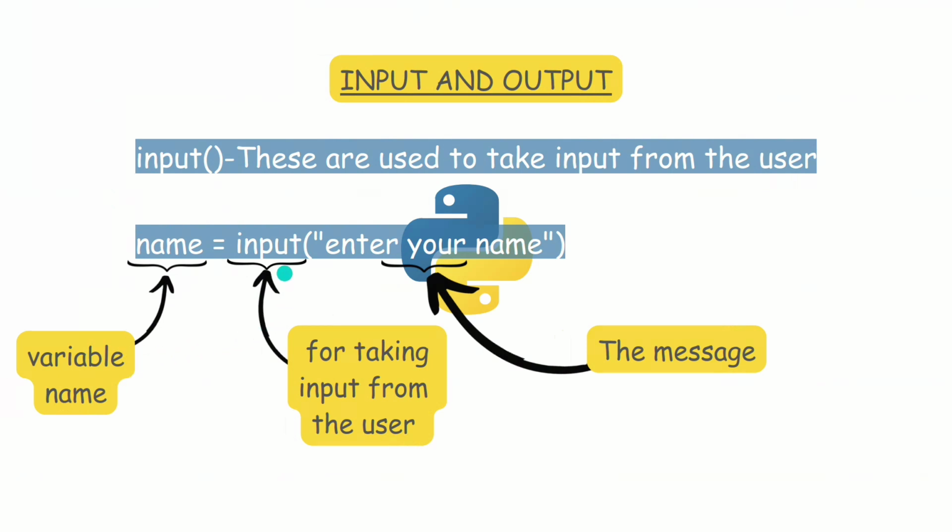Okay, this input is basically what will ask for input from the user. The third thing, enter your name inside these quotes, is a message. It will write a message on the screen first to enter your name, then it will ask you for input because of this input thing, and the input you give will be stored in this name variable. Whenever you want to use that input, you can call this name variable.